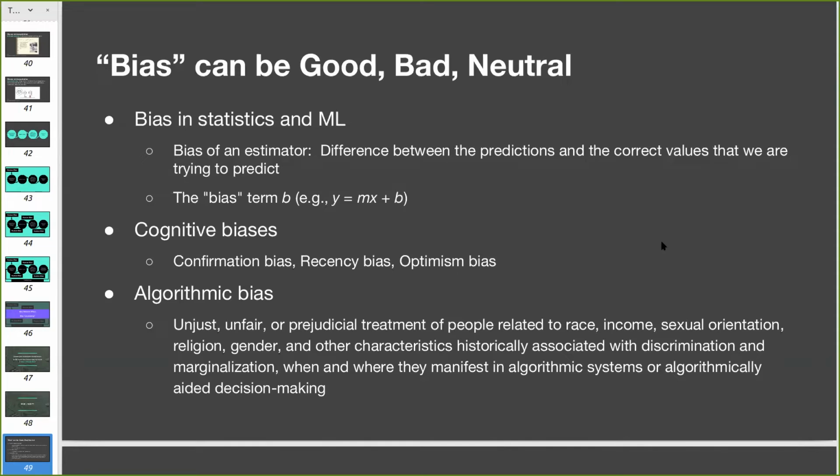And then we have cognitive biases: confirmation bias, recency bias, optimism bias. And then there's algorithmic bias as well, which is unjust, unfair, and having prejudices against some people, or treating different races differently. All these kinds of things could exist in our algorithms, and they are more towards the bad side of bias.